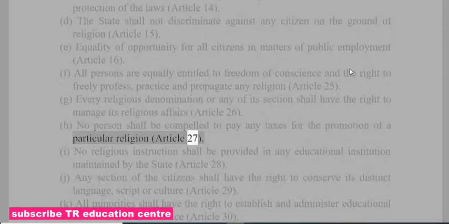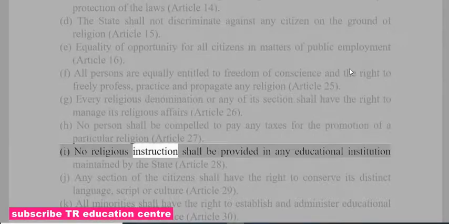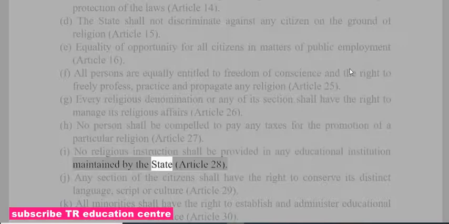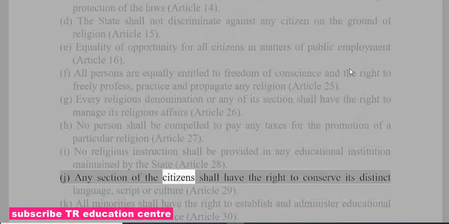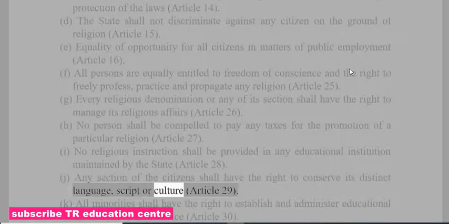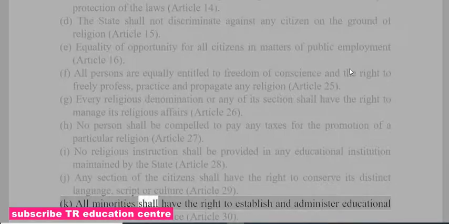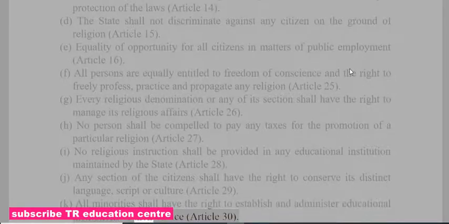Article 27. I. No religious instruction shall be provided in any educational institution maintained by the state. Article 28. J. Any section of the citizens shall have the right to conserve its distinct language, script or culture. Article 29. K. All minorities shall have the right to establish and administer educational institutions of their choice.